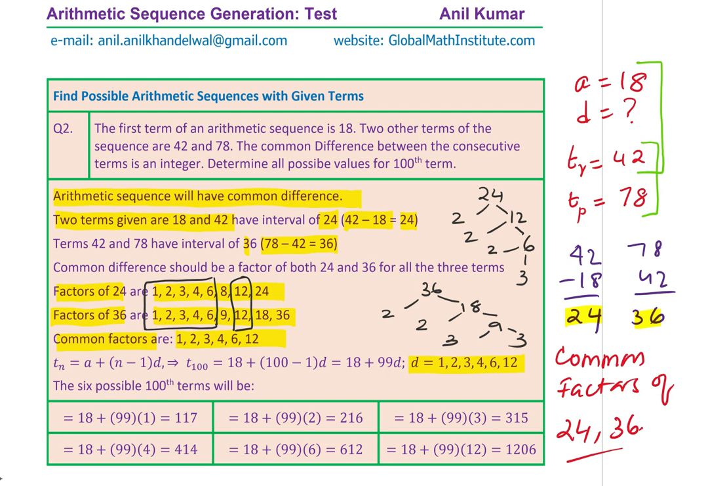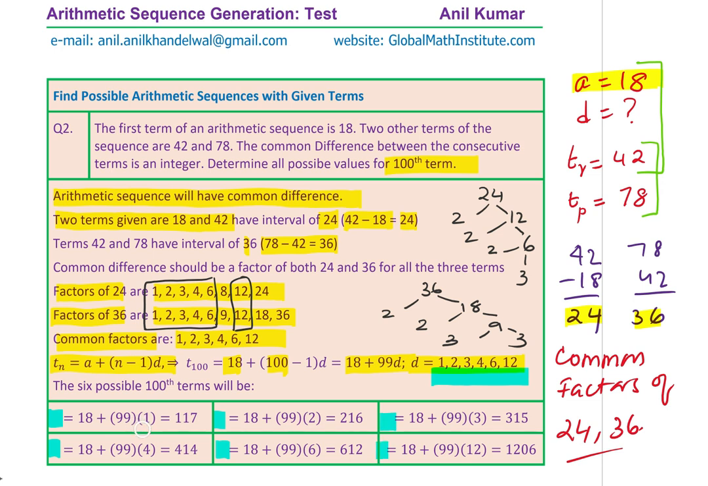We need to now find the 100th term. So the question basically is to find the 100th term. So the formula for the nth term is a plus n minus 1 into d, substituting 100. Here, since we know a is 18, the very first term, the formula could be simplified as 18 plus 99d. Now, we can substitute the different values of d, which are 1, 2, 3, 4, 6, and 12, to get the 6 values. So these are the 100th terms which we have calculated here.